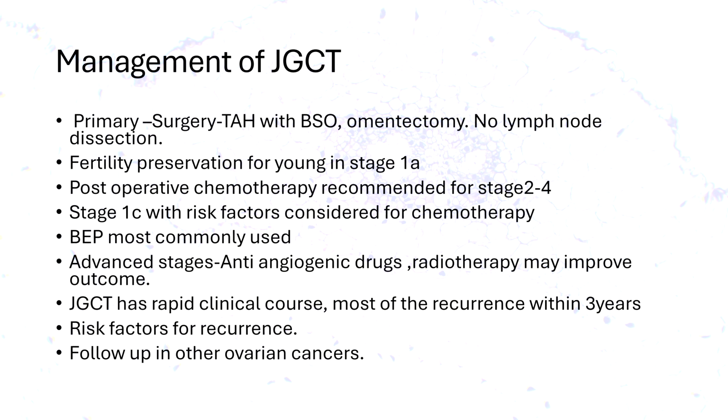Juvenile granulosa cell tumor has a rapid clinical course. Most of the recurrences occur within 3 years. The risk factors are advanced stage, high mitosis, and the type of surgery, whether there is any residual disease present or not. Follow-up is as in other ovarian cancers, and tumor markers may be used for follow-up along with clinical evaluation.